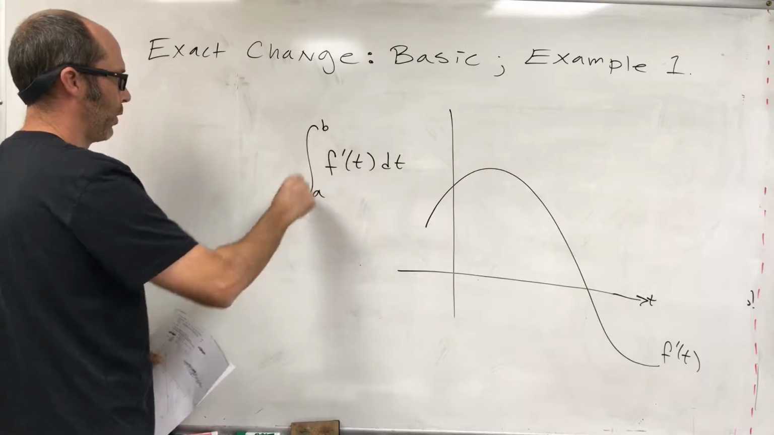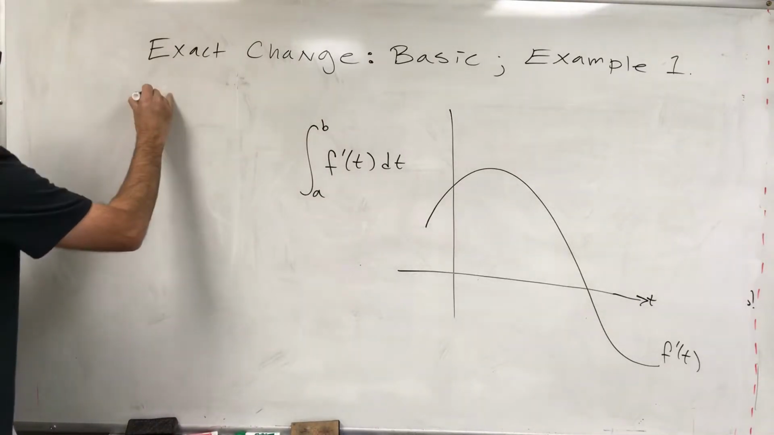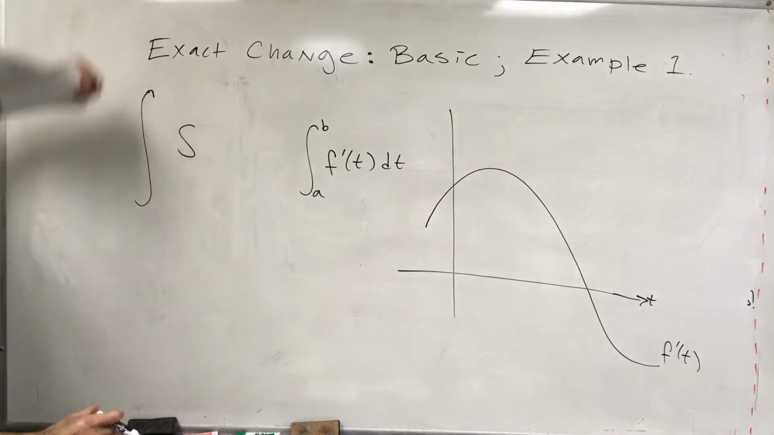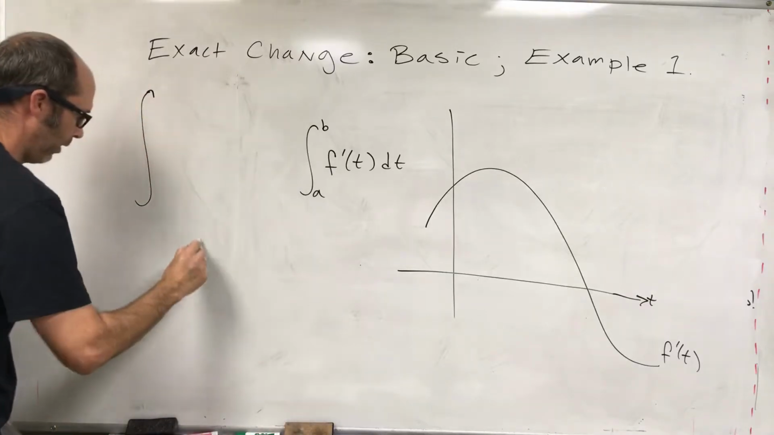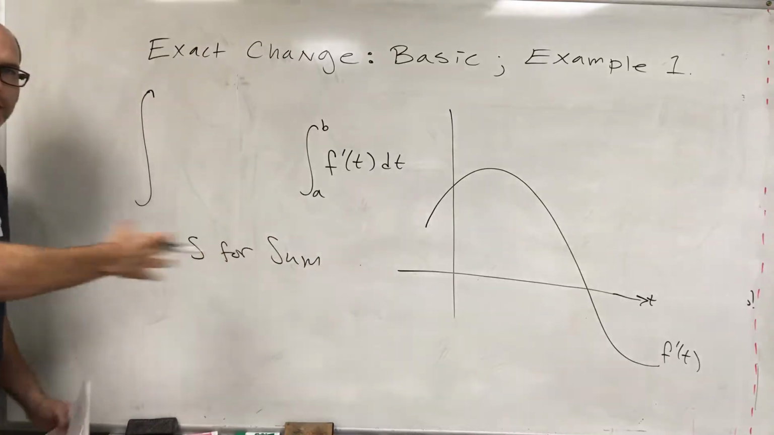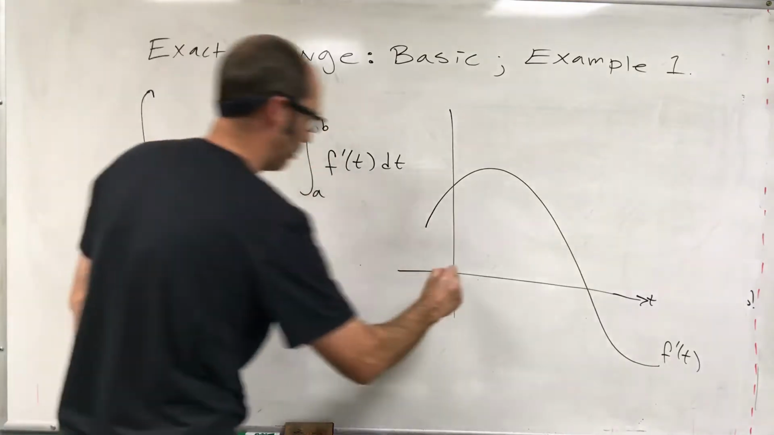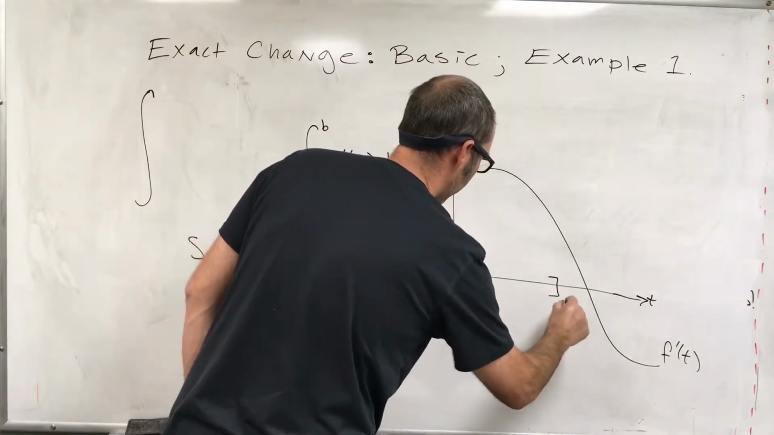Why this funny symbol here? Okay, so this thing is an elongated S. You can think of it as an S, and it's just a stretched out S. Why an S? S for sum. Adding a bunch of things up, right? We're going to add things up from A to B. So let's say, first of all, that we're going from A to B.